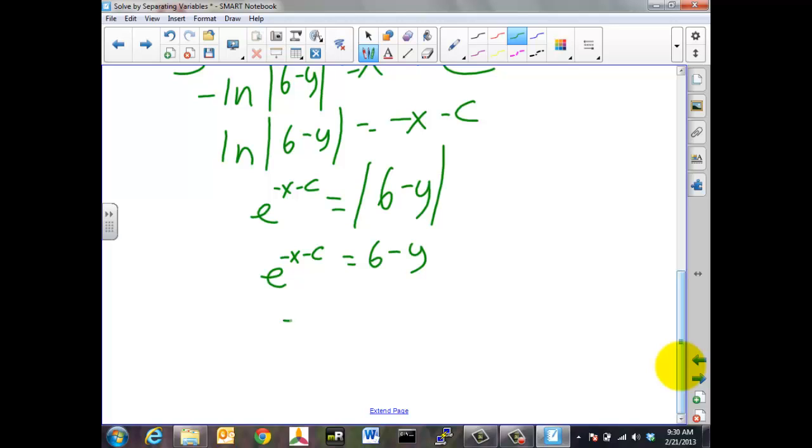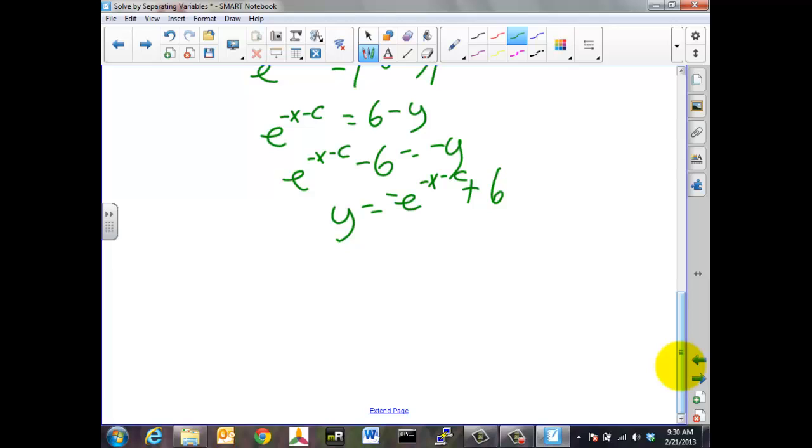So that means e to the negative x minus c equals minus 6 equals negative y. Means y equals e to the negative x minus c, negative e to the negative x minus c plus 6. Right? Okay. Now, I want you to just watch for a second and see if you agree with me here.